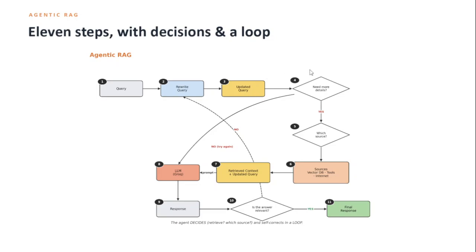Based on the updated query, the agent first checks whether it needs more details or not. Don't worry, we will look at some examples. If it checks whether it requires more detail and the answer is no, then it directly asks the LLM, I do not require any more details, and gives the response. And again it checks whether the answer is relevant or not. If not, it goes back to rewrite the query. If the answer is correct, then it goes to the final answer.